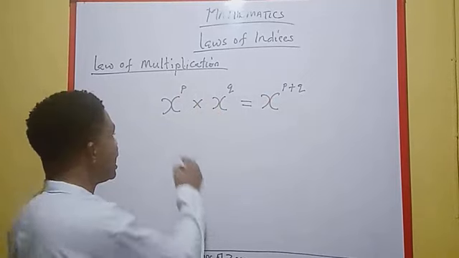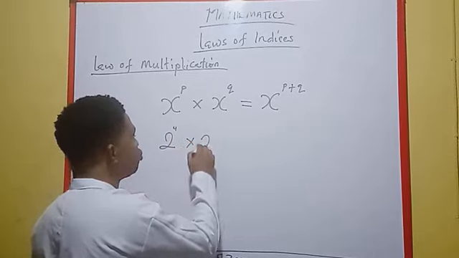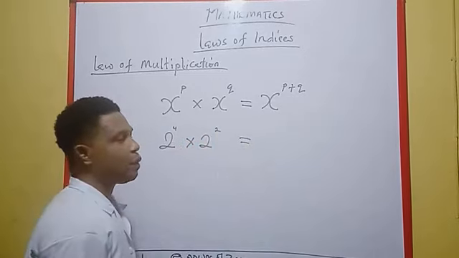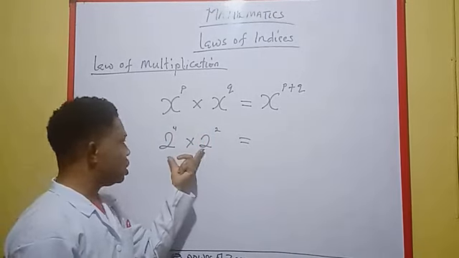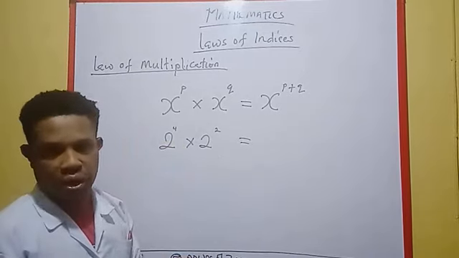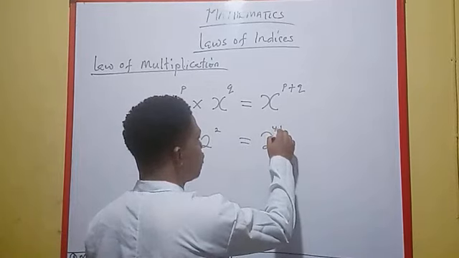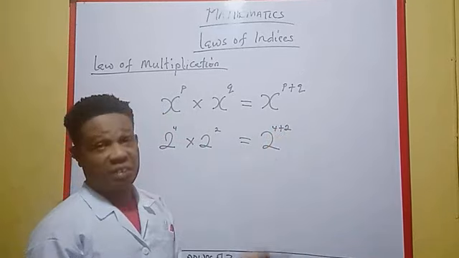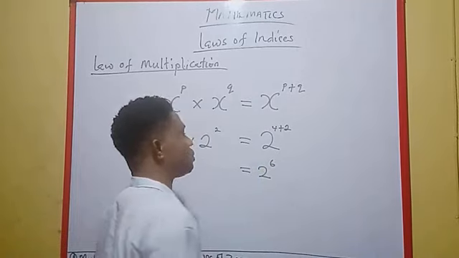For example, I can say 2 raised to power 4 times 2 raised to power 2. If I want to apply this law, since they have the same base, you can see the base is 2 and different powers, I can apply the law of multiplication, which means I can say 2 raised to power 4 plus 2. And you know 4 plus 2 is 6. So the next line of action will be 2 raised to power 6.